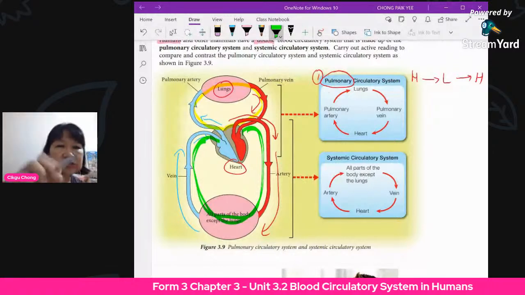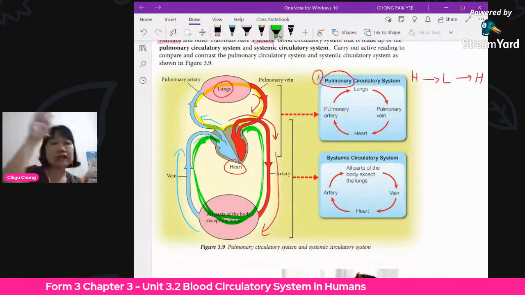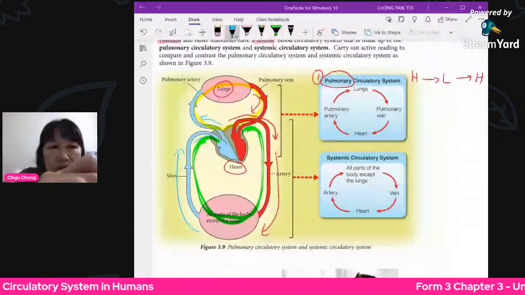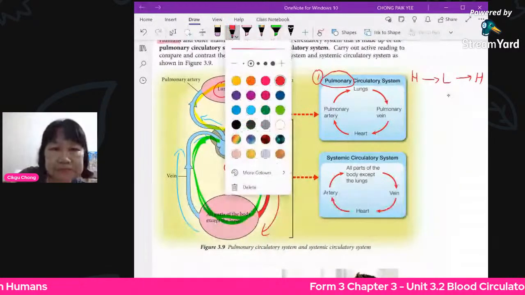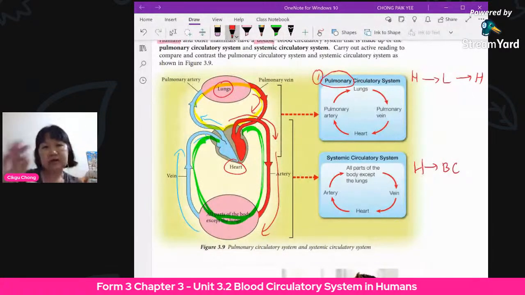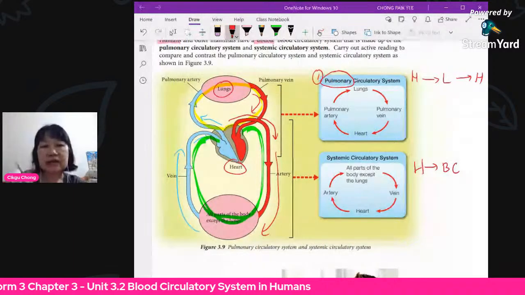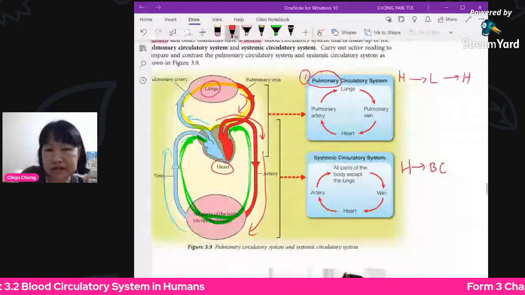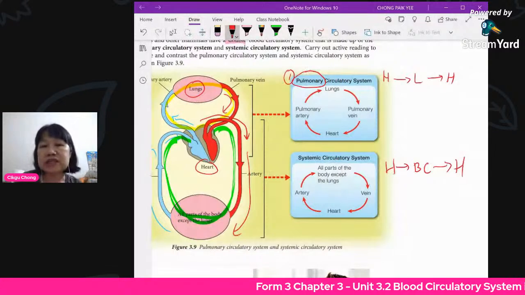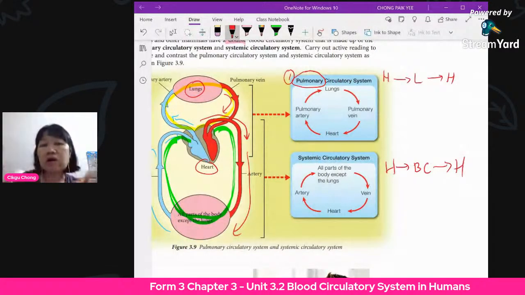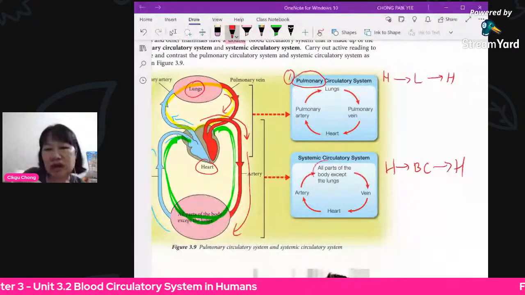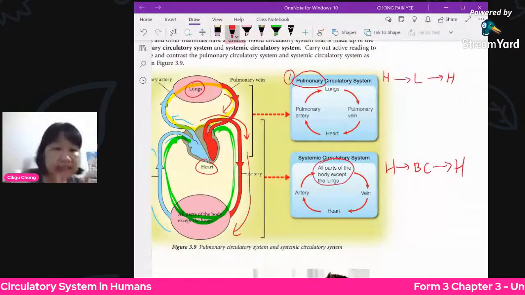So the yellow one is the one going to the lung and the heart. Now this is heart go where? Go to the body cell, BC lah. Heart, go to body cell and come back to the heart. Correct or not? And the purpose is to do what? The purpose is to deliver oxygen to all parts of the body except the lungs. Lungs is the other one, okay? And then come back to the heart.